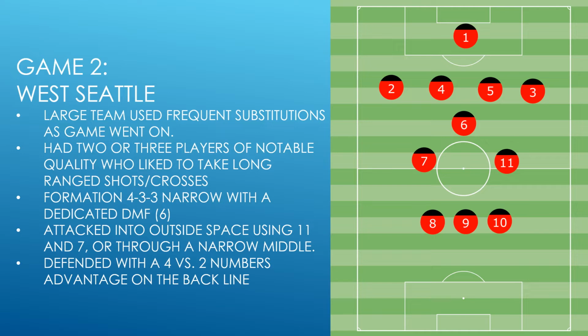Defensively, they were solid for the most part. They had that back four, which allowed them to have numbers up. So our two strikers were always outnumbered by their back four. Now we'll get into in June how to defeat that.